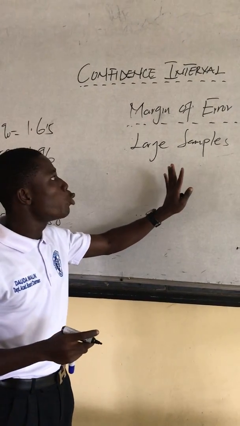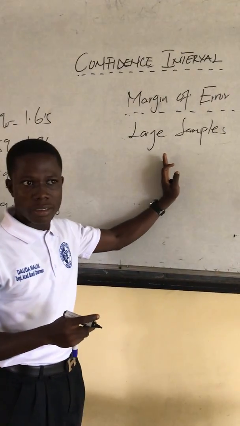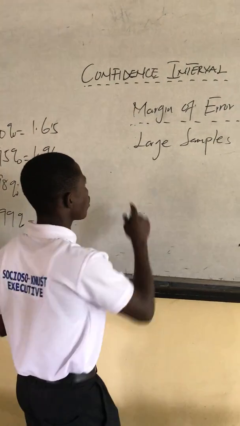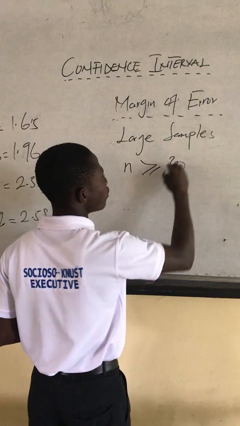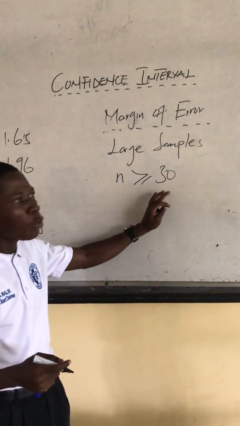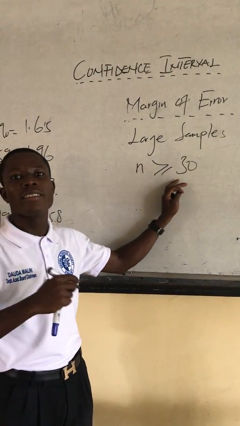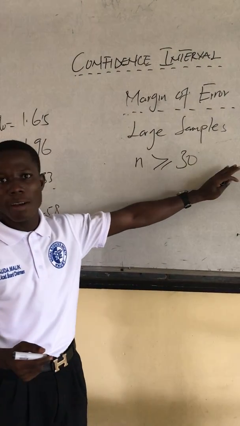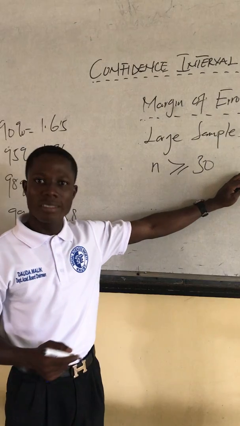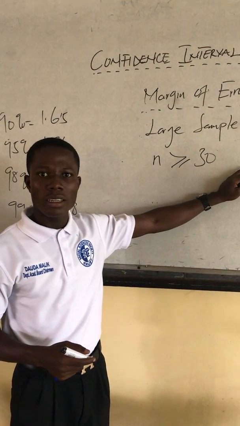what will make you use large samples is that there's a property here. Always your N should be greater than or equal to 30. So when the sample size in the question is greater than or equal to 30, it means you are dealing with large samples. So that's where we use the Z.